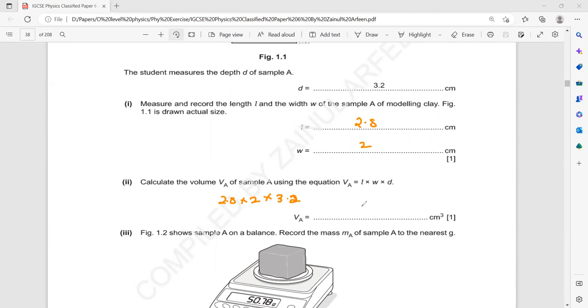What's the answer when you multiply all of them? So you will get 17.92. 2.8 times 2 times 3.2. Yes, 17.92 centimeter cube.